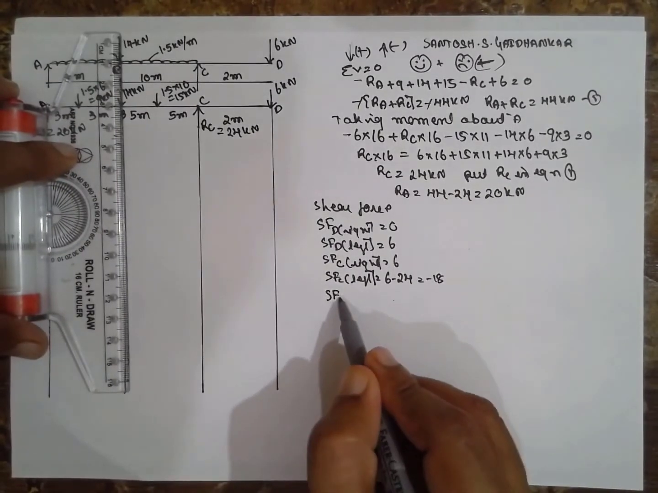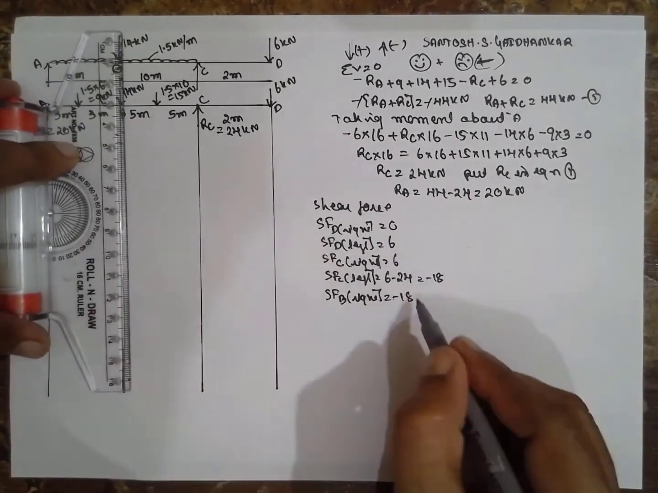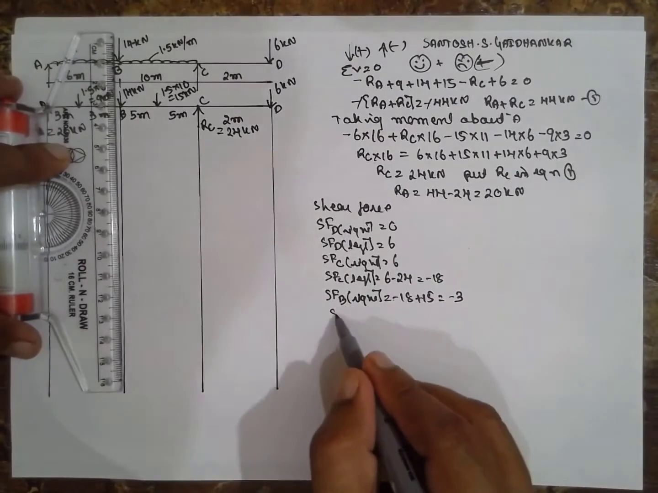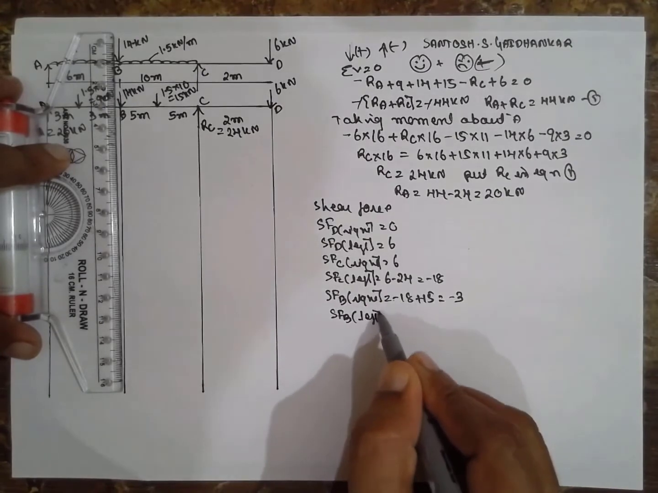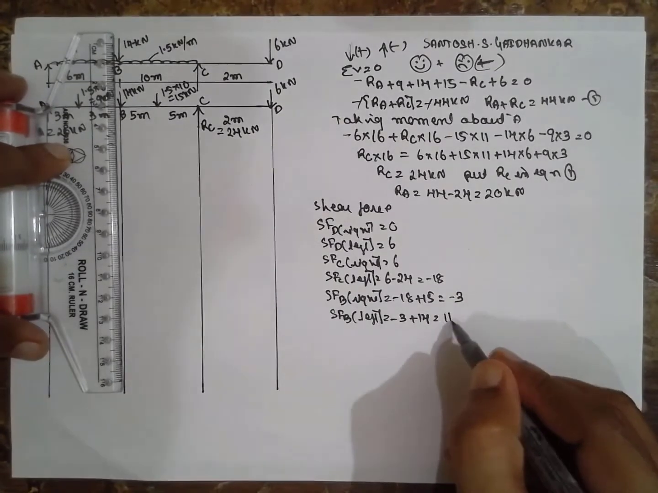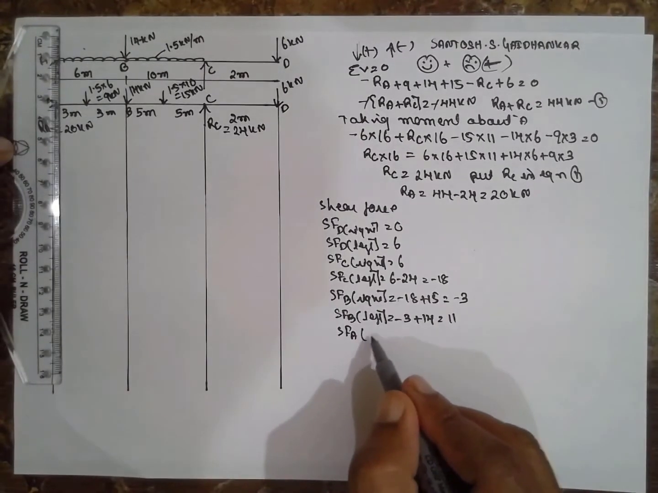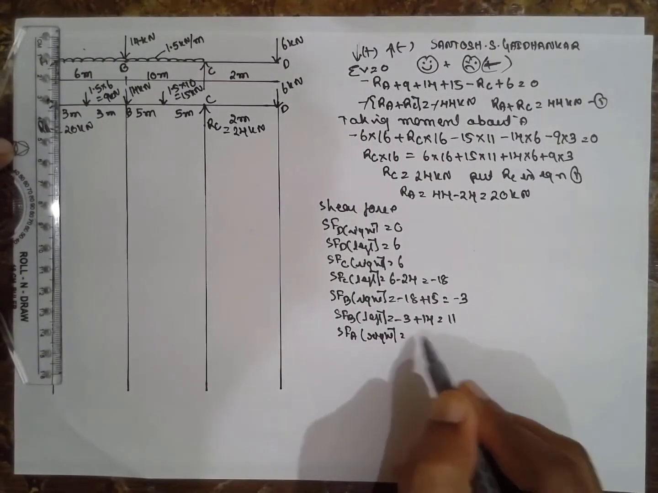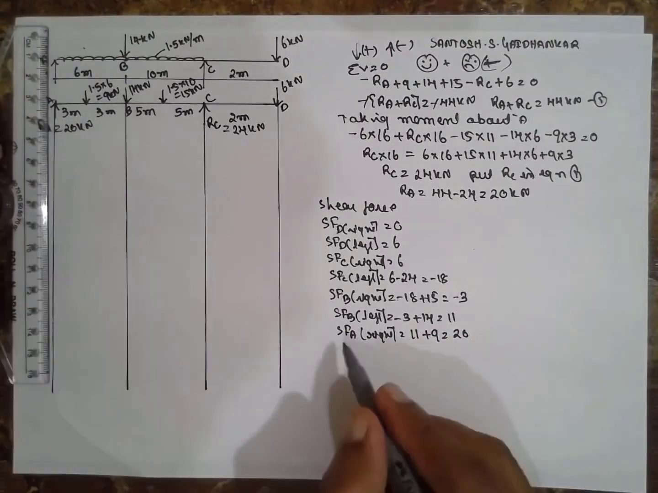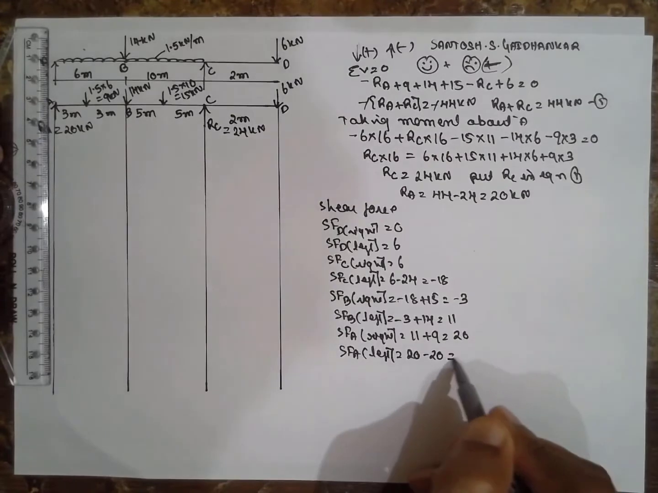Now SF at B on right side: the previous value minus 18 plus 15, minus 3. On left side, SFB on left is minus 3 plus 14, which is 11. Again at A there is a point load. On right side, the previous value 11 plus 9 is 20. Now on left, SFA on left is 20 minus 20, equal to 0.